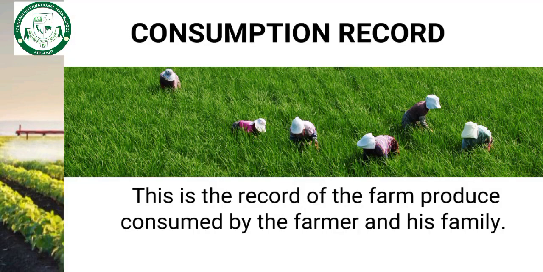Then the consumption record. This is the record of the farm produce consumed by the farmer and his family. This consumption record is very important. If a farmer keeps an animal, for example, you have a poultry, in that poultry the birds lay eggs, you sell the eggs every day to the people. Now, part of the eggs will be consumed by the farmer and his family. Maybe, for example, you want to eat egg in the morning, you can go to the poultry to get 2 or 3 or 5 eggs. Now, those eggs that are consumed by the farmer and his family will be recorded in the consumption record.